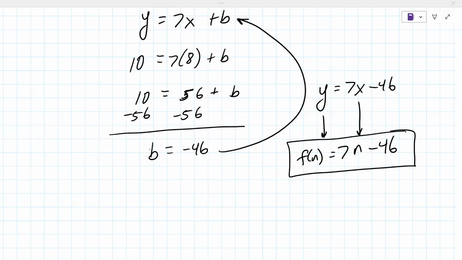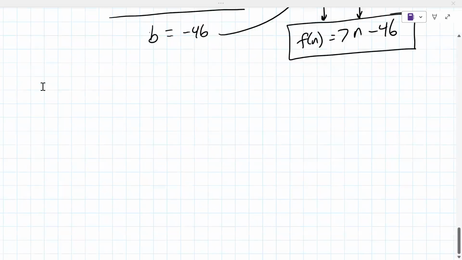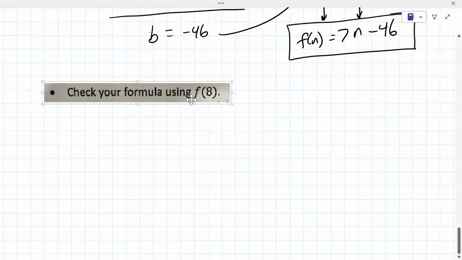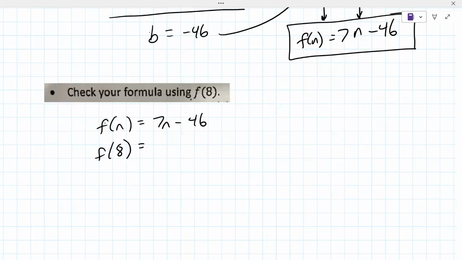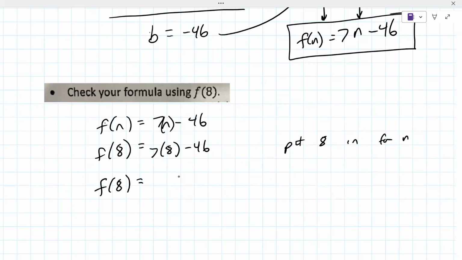All right, so now the next thing is to check your formula. We're going to make sure that it actually is correct by checking it for 8. So your formula is f of n equals 7n minus 46. f of 8 means to put 8 in for n. I like to show it in parentheses, 7 parentheses 8 minus 46, because it's easier. Rather than thinking maybe it's 78, you're multiplying these numbers together and then subtracting. Would you simplify that for us?